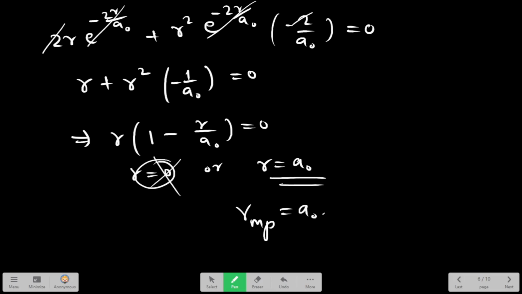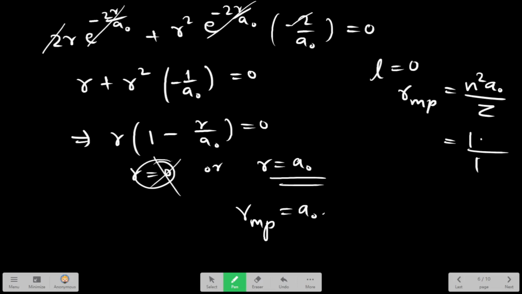Again we have the formula for the most probable value. If L is equal to 0, R most probable is given by n square a naught by Z. Here n is equal to 1 and Z is equal to 1. Therefore we have R is equal to a naught. So this formula is applicable when L is equal to 0. R most probable is equal to n square a naught by Z.